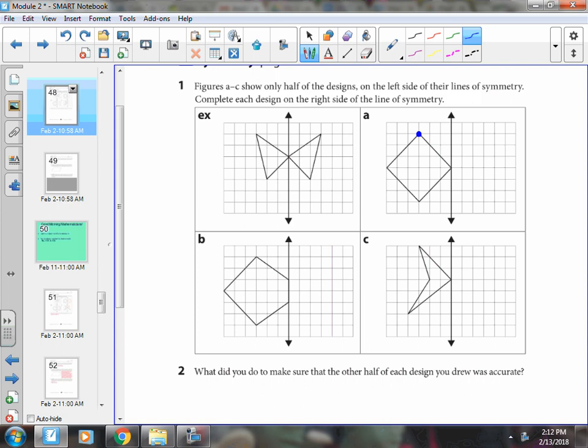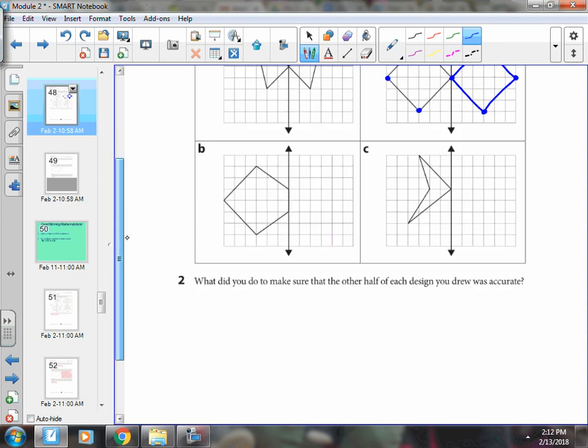So I can see that this top point is 3 blocks away from the line of symmetry. So I need another point that's 3 blocks away from the line of symmetry. This one's right on the line. This point is 3 blocks away from the line of symmetry. And this point is 6 blocks away from the line of symmetry. And then when I connect, I'll know that my left side and right side are totally equal.